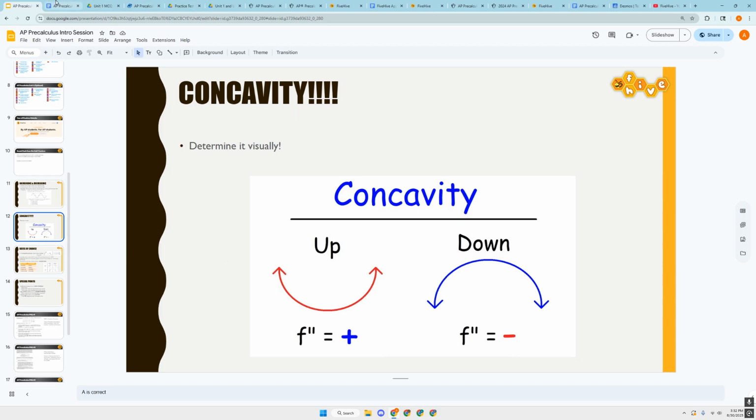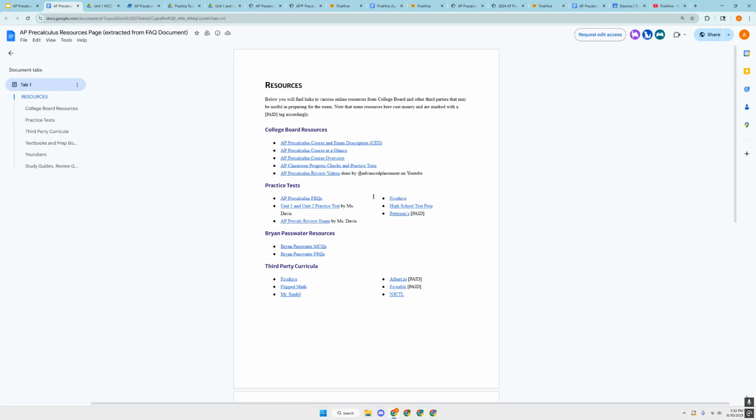What's with the second derivative? It doesn't matter. It's just from the picture from Google. Alright, we're going to go through the rest of the stuff.